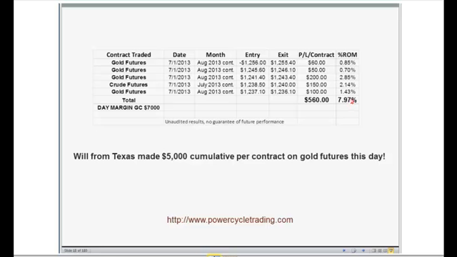Now, we were trading a lot of weekly options on Apple, when Apple was really moving. And so, we're going to switch around. We'll go where the action is. But lately, we've really been trading gold.